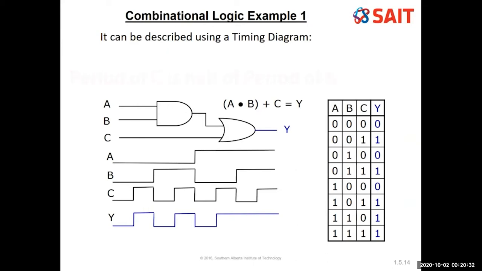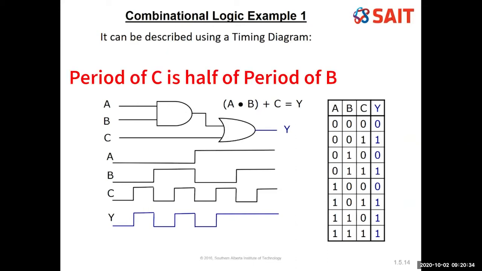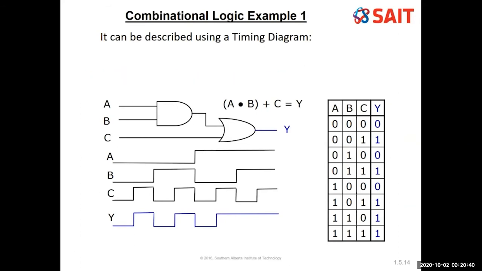And the period for C is half as long as it was for A. Okay, so it's cycling 0, 1, 0, 1, 0, 1, 0, 1, just like my truth table. And then I've created an output Y, and it corresponds to the column Y in the truth table. These are all methods of describing exactly the same thing, and we need to be familiar with all of them and move backwards and forwards with them and be able to interpret them.